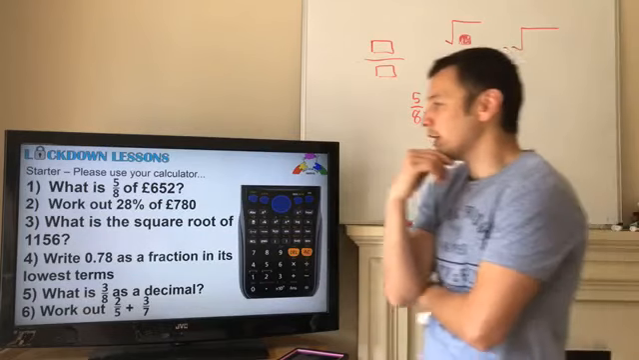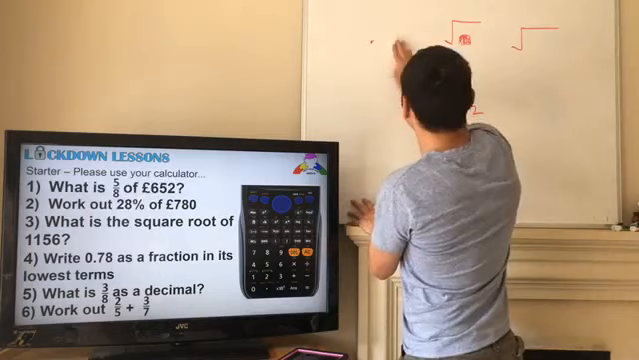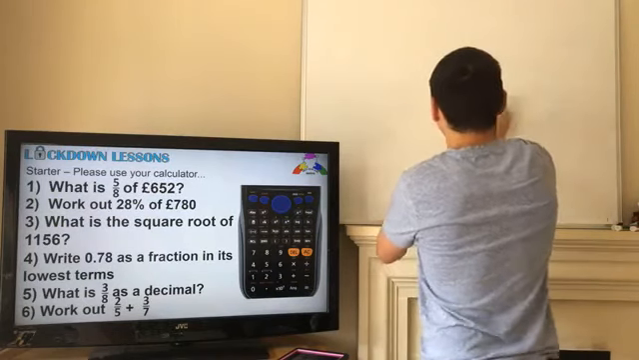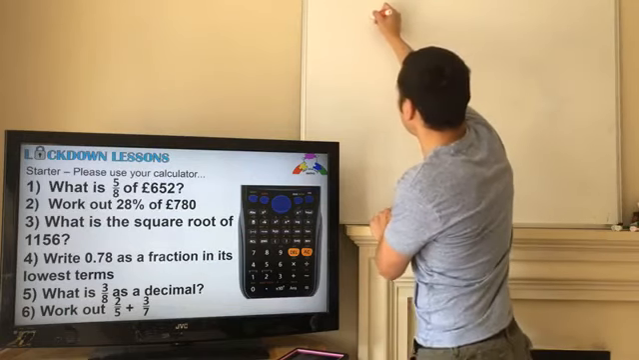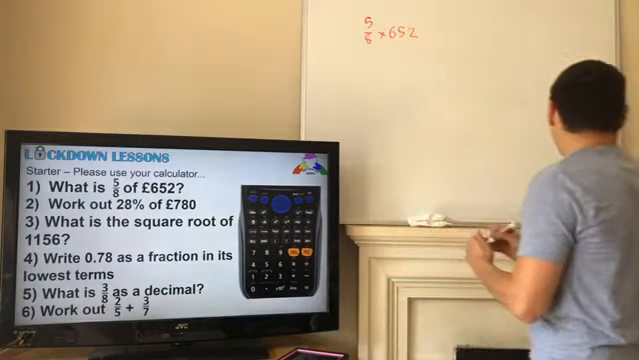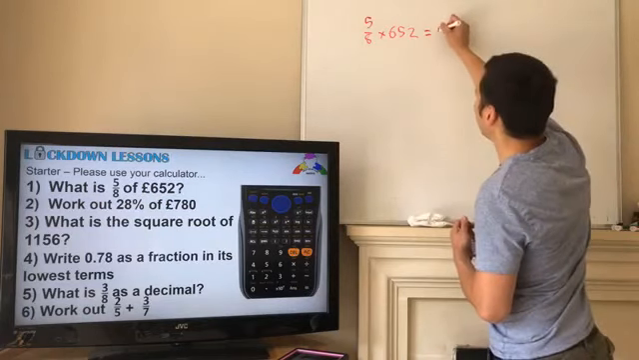Okay, let's have a look at some of these. We're not going to need all of this in the lesson. So, the first one is there. We'd write in 5/8 times 652. Okay, so 5/8 times 652 will give us 407.50.